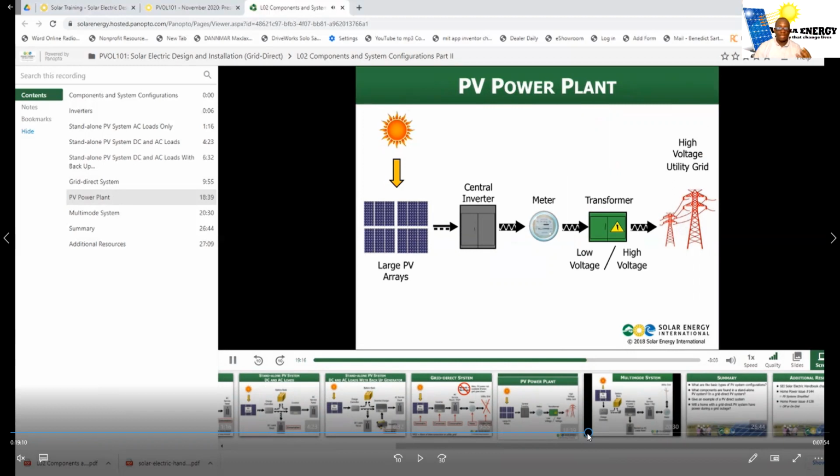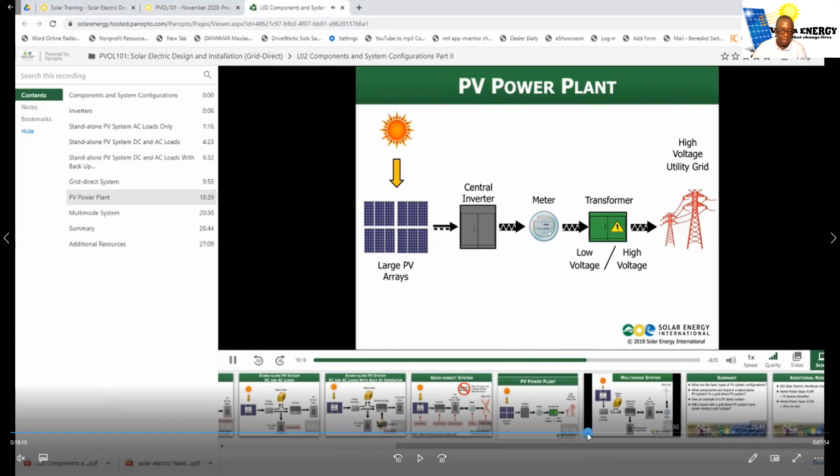The PV power plant has a large array that sends DC current into the central inverter. That central inverter sends that current into your meter system. That meter sends it into the transformer, and the transformer now sends it to the utility lines, and that utility line now goes to people's individual homes as an AC power source. Very important.